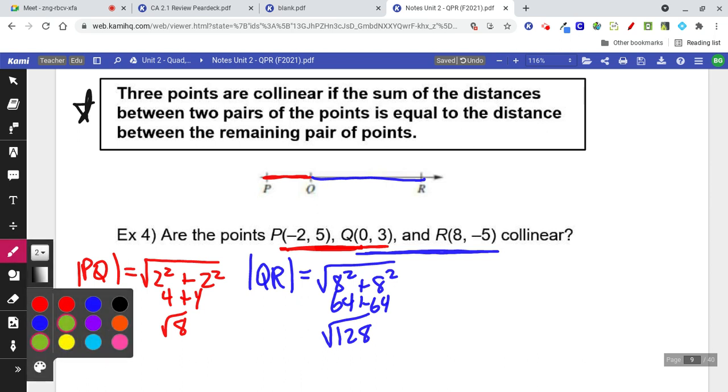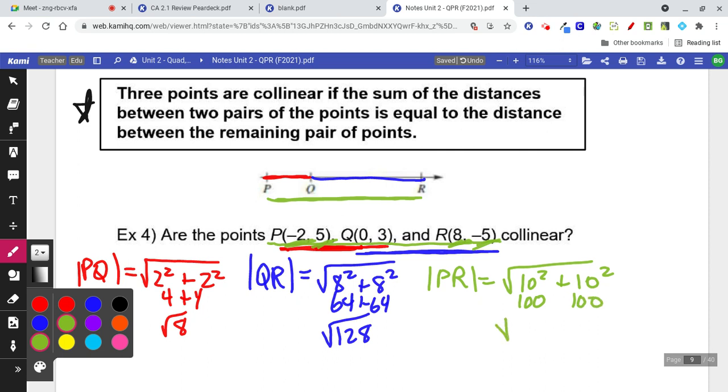But now we need the whole thing, PR. We need the distance from P to R. So from P to R, you're only looking at these two. The distance between negative 2 and positive 8 is 10. The distance between 5 and negative 5 is also 10. So that's going to be 100 plus 100 is 200. That's the square root of 200.